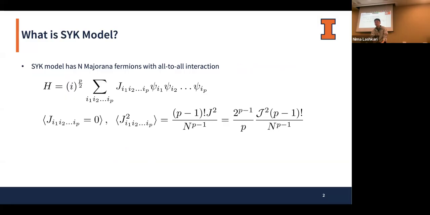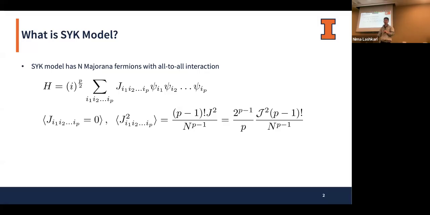What's the curly J? Curly J is just some constant representing the scale of the coupling. What's the difference between that J and the usual J? I'm just saying that sometimes people use different notations for this. These are just differences of normalization, which we won't dwell on in the remaining part of the talk.